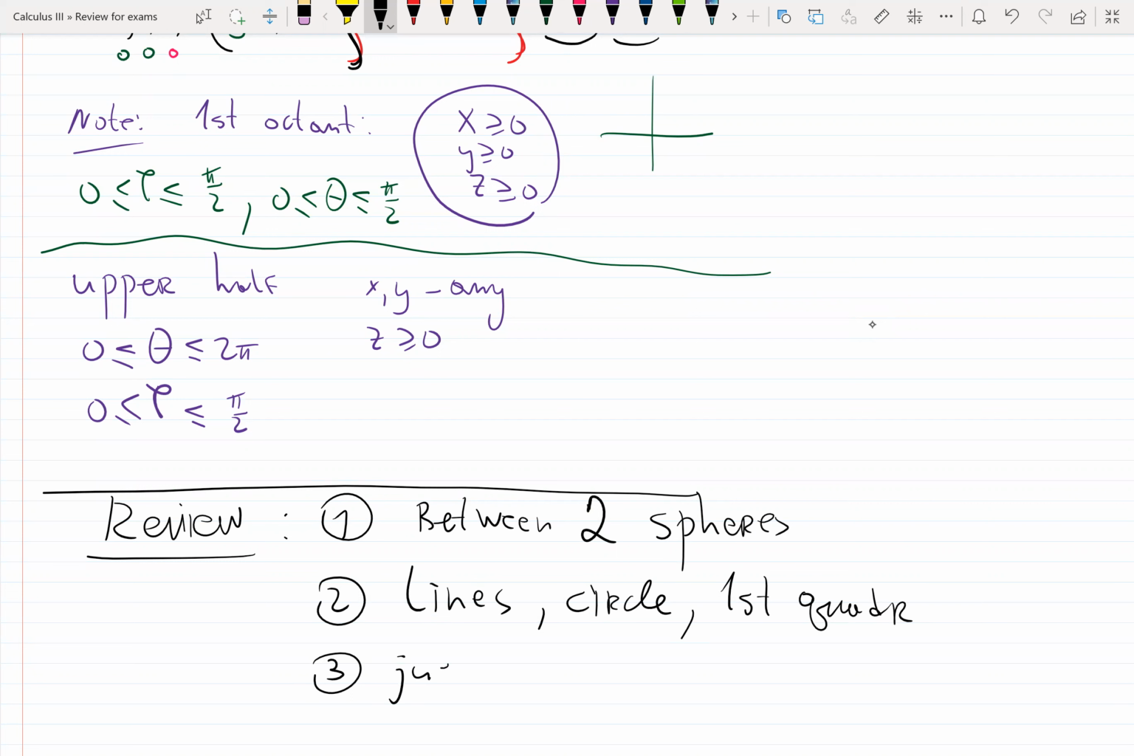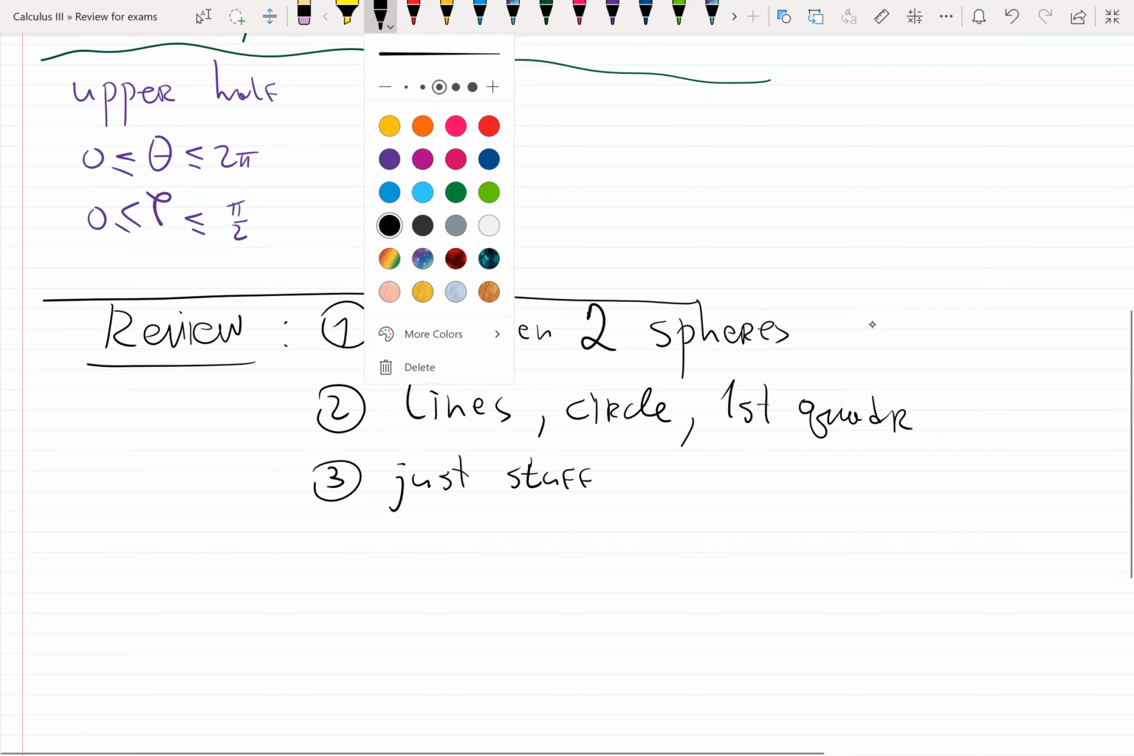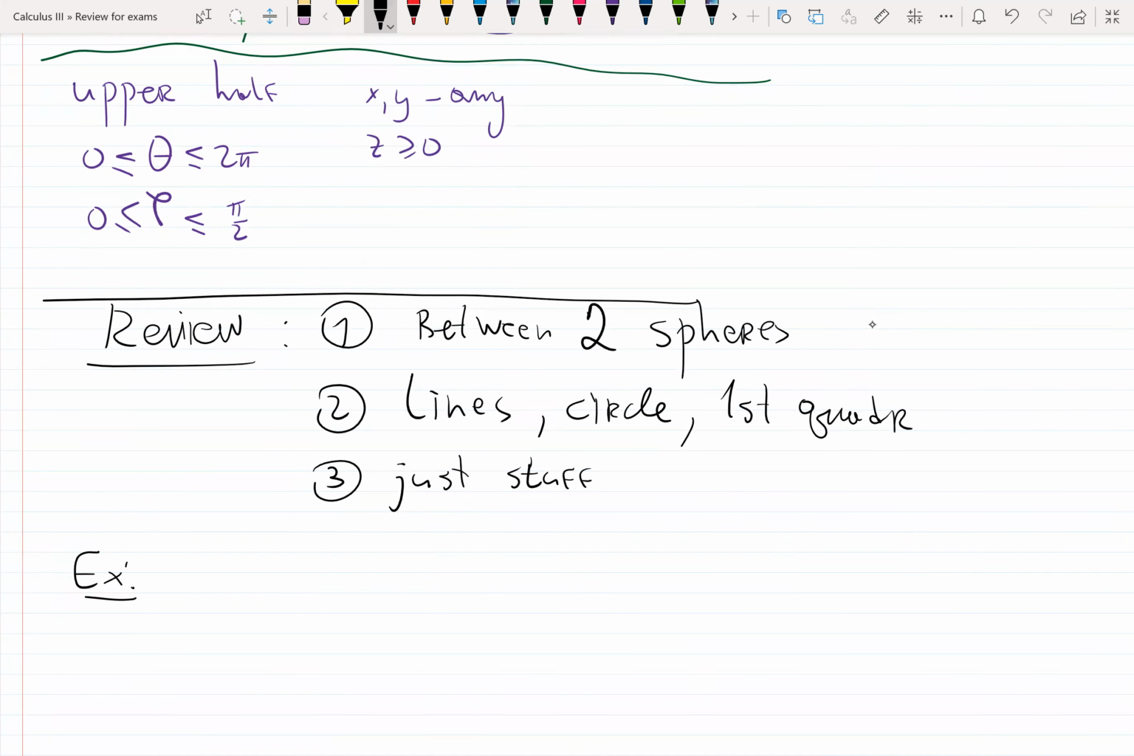And then just stuff. It's funny, but I will show you what I mean. Just stuff. Don't be afraid if they just give you stuff with no explanation. Then just figure it out. Example for just stuff. I actually have it here.